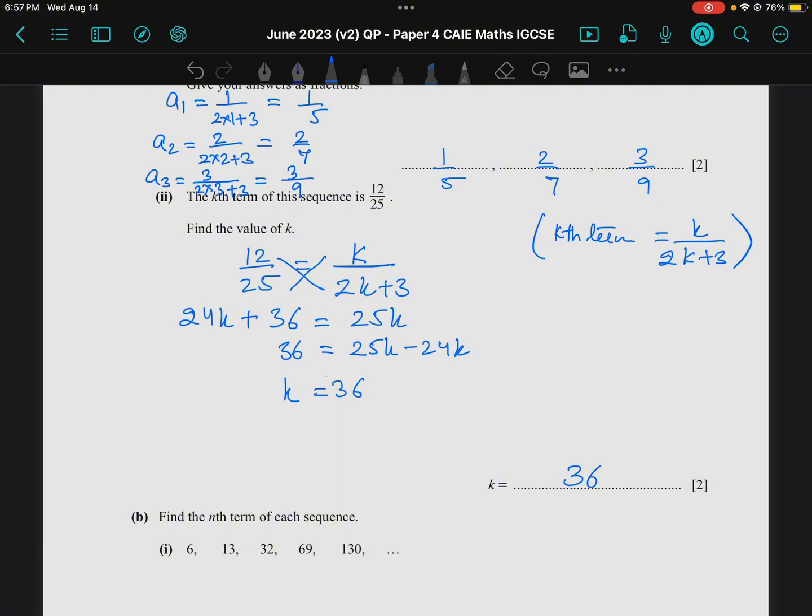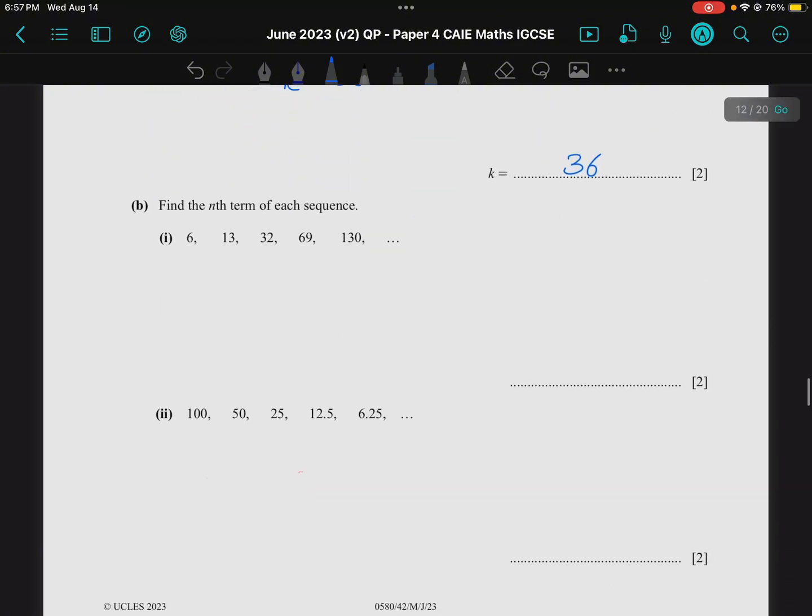Now part number B. Find the nth term of each sequence. So first of all, see what is the difference. This is 13 minus 6, 7. 32 minus 13 is 19. Then 69 minus 32 is 37. Then 130 minus 69 will give me 61. Now the difference is not similar.